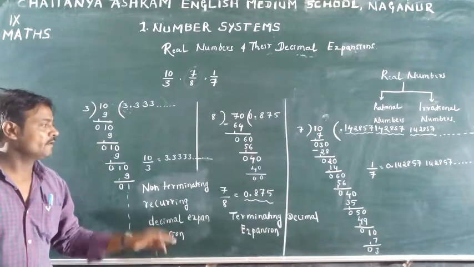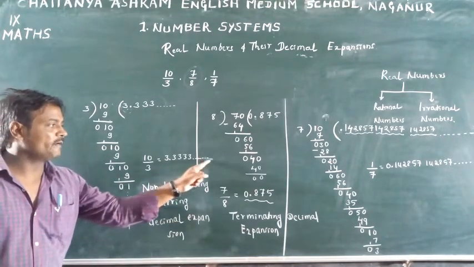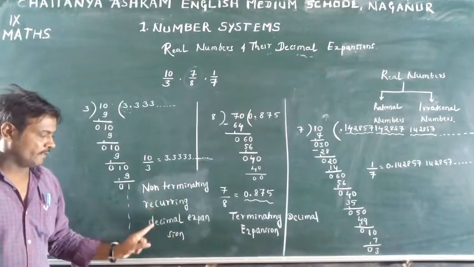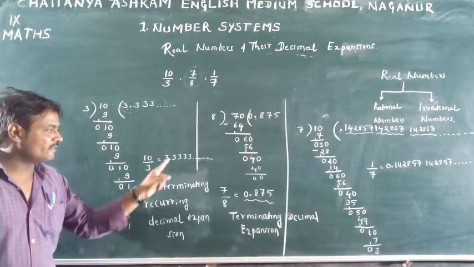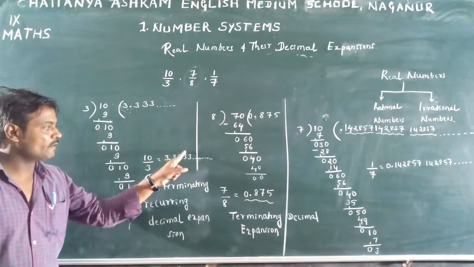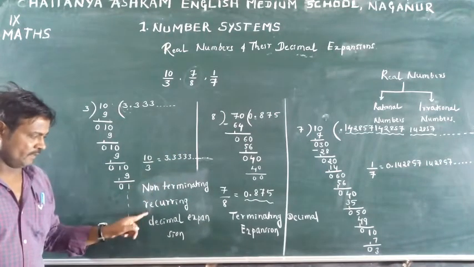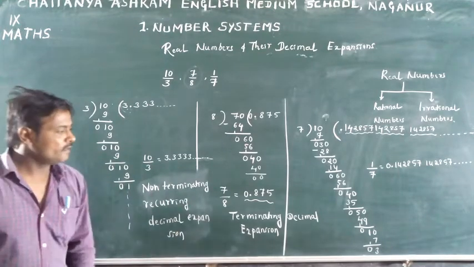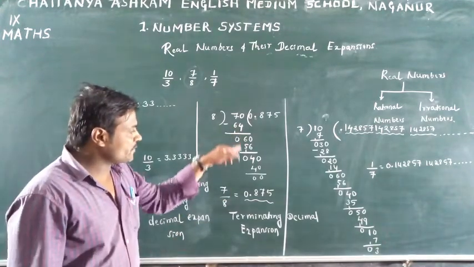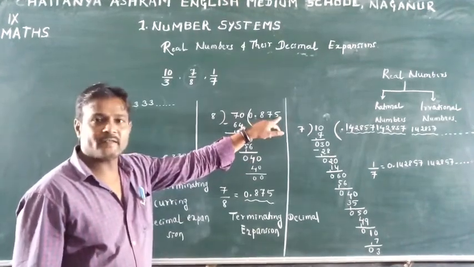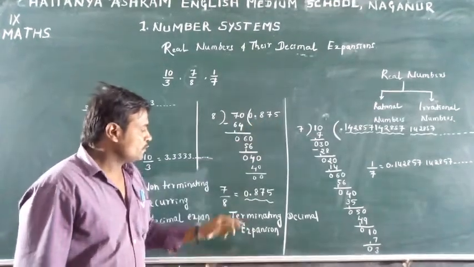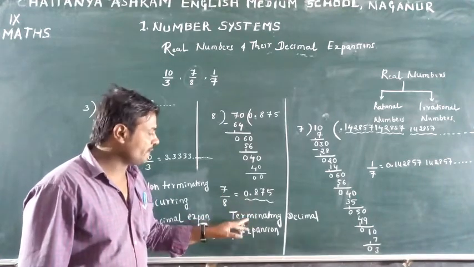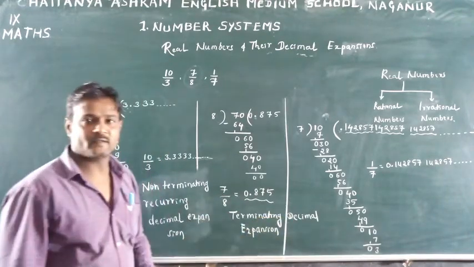The rational number 10 divided by 3, its decimal expansion is of the kind non-terminating, recurring decimal expansion. Yes, division process not completed, so non-terminating. Recurring means the digit 3 is repeating now. That is why here I use the word recurring. Clear? Here, division process ends, decimal expansion completed, so terminating. There are no repeating digits, so write terminating decimal expansion.